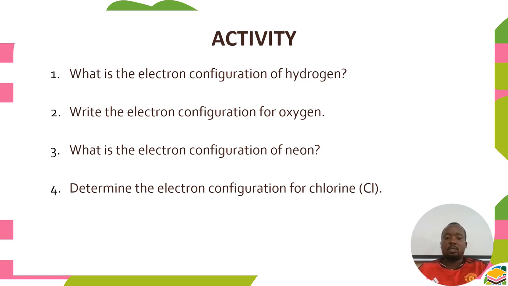So the first question is, what is the electron configuration of hydrogen? Second question, write the electron configuration for oxygen. Third question, what is the electron configuration of neon? Question number 4, determine the electron configuration for chlorine. So make sure you go through these 4 questions and provide your answers in the comment section.